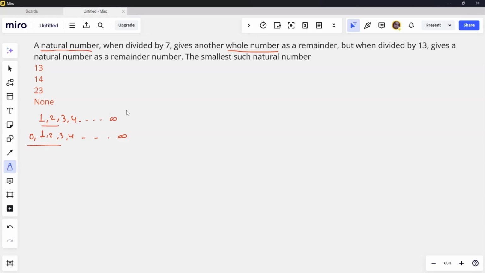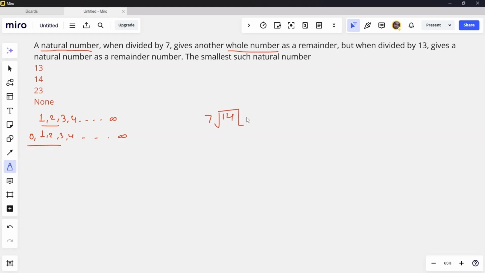Okay, now let's come to the question. A natural number when divided by 7, let me take a random natural number which is 14. I told you natural numbers start from 1 to infinity, so I have taken 14 as a natural number. So the question is saying a natural number, I have taken 14, when divided by 7 gives another whole number as a remainder.